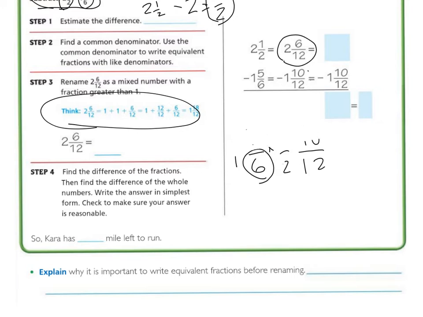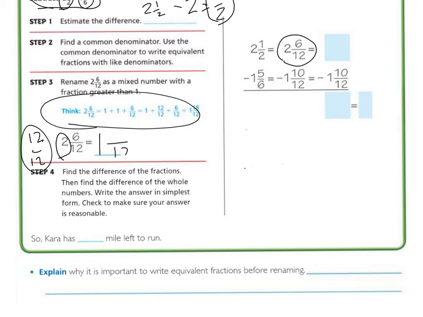Now, the other part, let me erase this. The other part that's important is I can't subtract 6 from 10, so I need to regroup, and that's why they have this rethink. So what's another way that I can write 2 and 6/12, right? So if I take this whole number 2 away, it's worth 12 over 12, right? That whole is worth 12 over 12, which would leave me 1 here, and I have my 12.